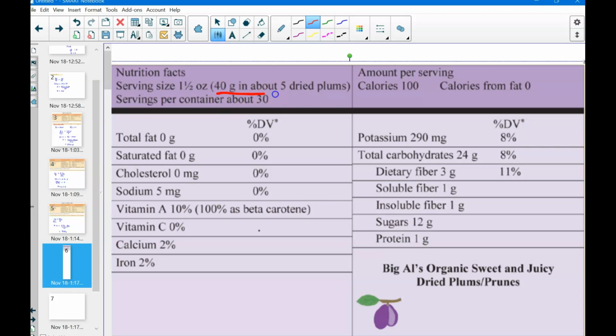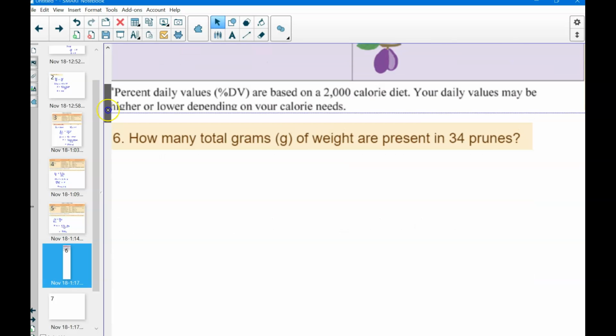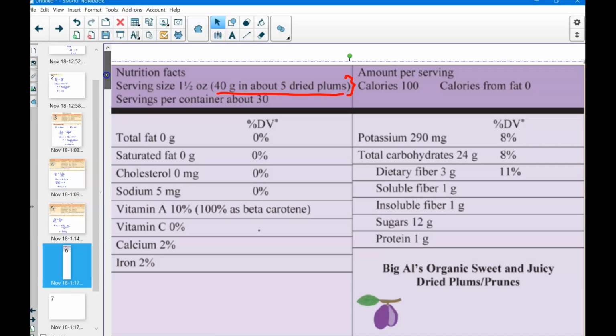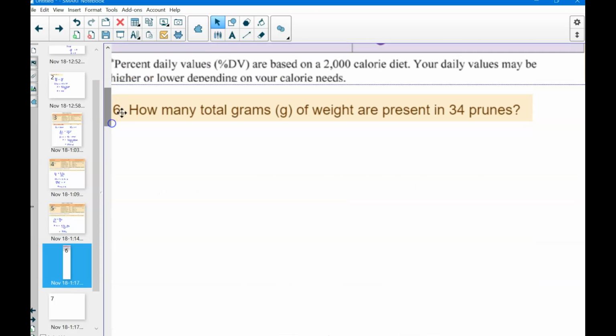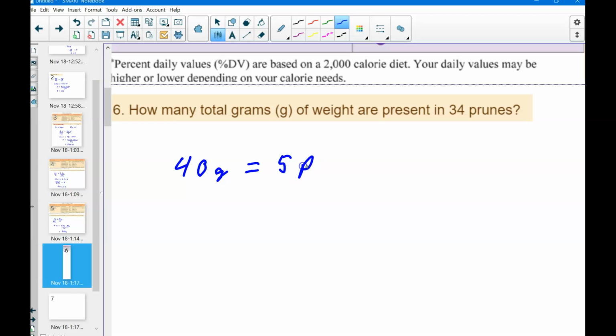40 grams and 5 plums. So that's our statement. That's becoming our equivalent statement right there. So if we scroll down the page a bit, we can write that down. How much is that again? 40 grams. So coming down here, we have 40 grams and 5 plums. Or prunes, sorry. Plums, prunes, whatever. One's dry, one's not.